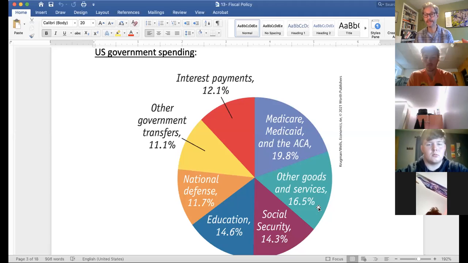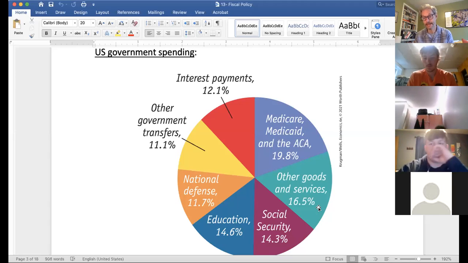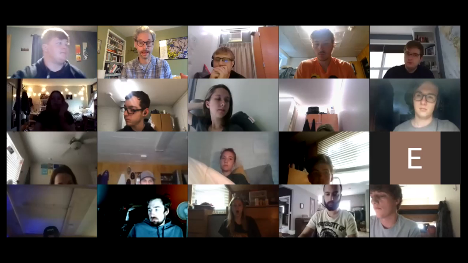And then finally, there's that red pie, which is interest payments. To pay these deficits, as we're going to talk about in a minute, the government borrows money, and interest has to be paid on that money. Believe it or not, we spend as much on interest payments as we do on national defense in this country. So that is a very, very big part of the pie.